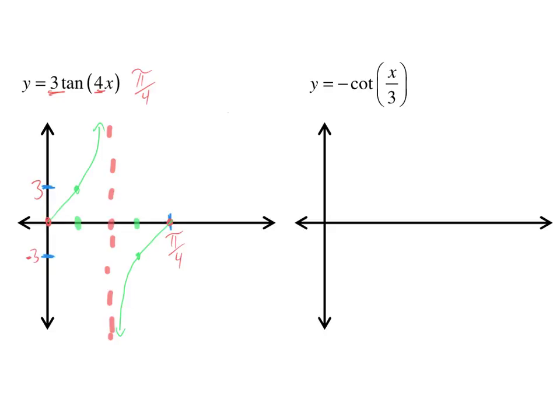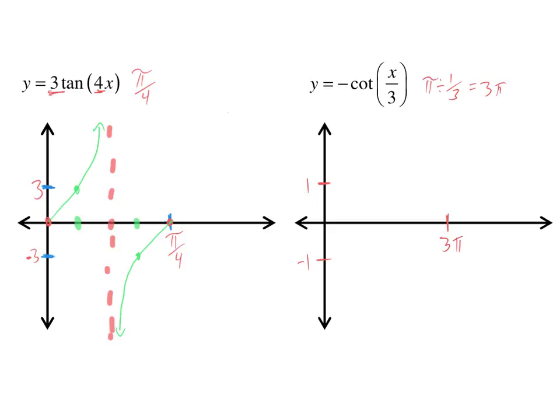All right, for the next one here, you put your vertical stretch, and out here you put your period. Your vertical stretch here is a -1, so you have a -1 and a +1. Your period is pi divided by 1/3, which would be 3 pi. So this is 3 pi.